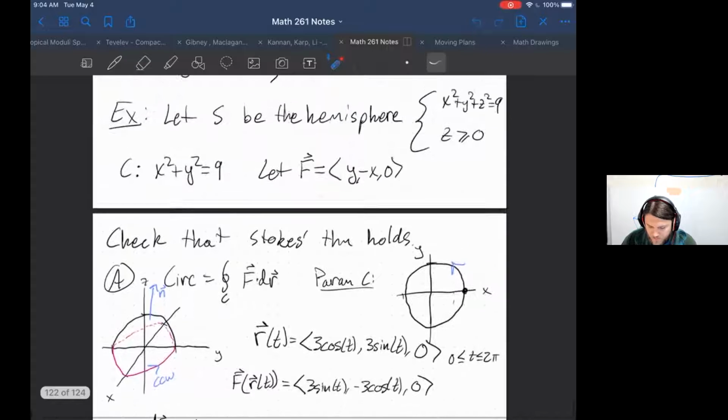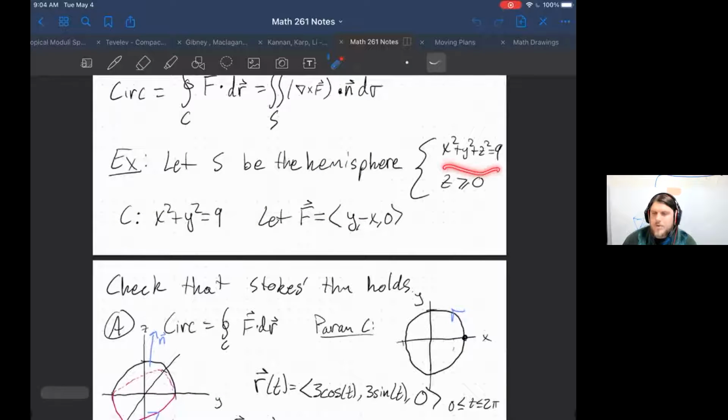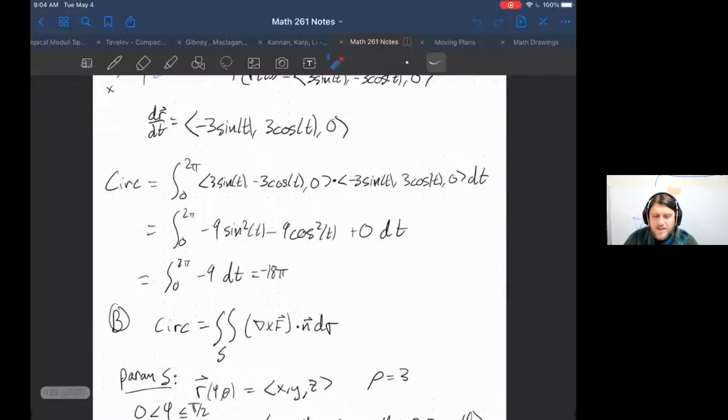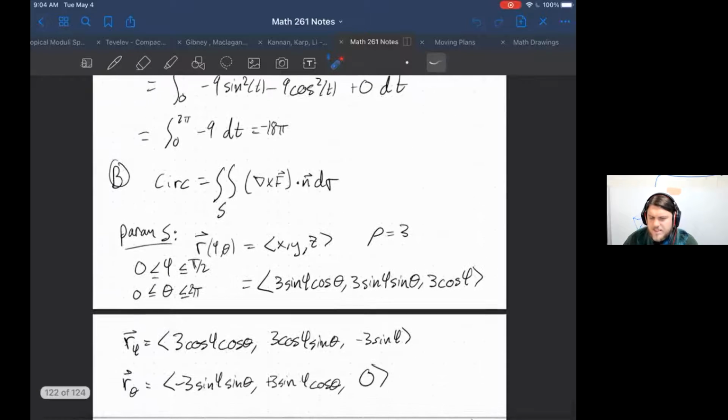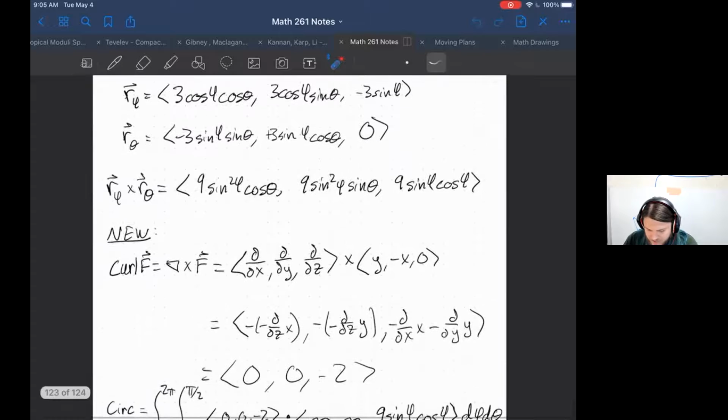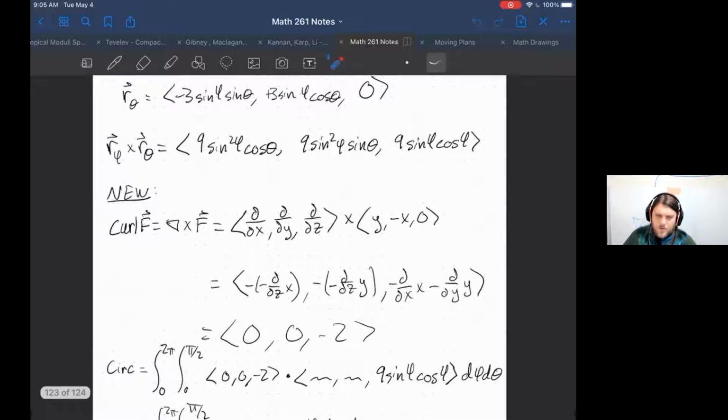So we checked that Stokes' theorem holds for a sphere of radius 3, or at least a hemisphere of radius 3. So we saw x squared plus y squared plus z squared equals 9, z is greater than or equal to 0. We went through, checked the left side of it. We found that we got negative 18 pi. Went through on the right side, and this is the new side, right? So we wanted to set up a surface integral. To do that, we parameterize the surface. In this case, it was in terms of phi and theta. Went through all of that process, and then the new thing was calculating the curl of the vector field.